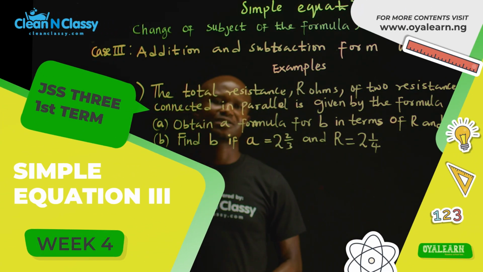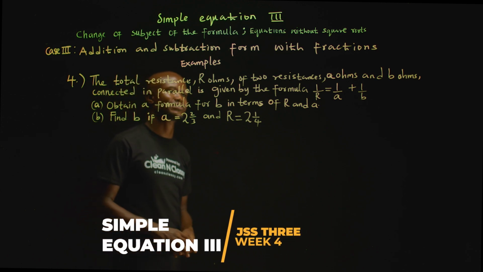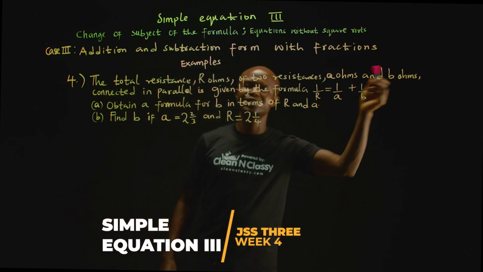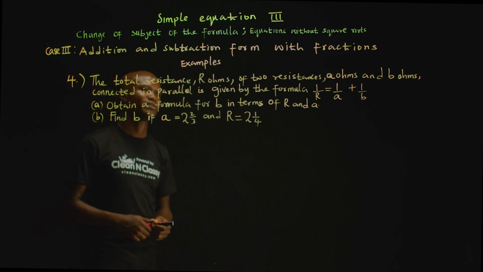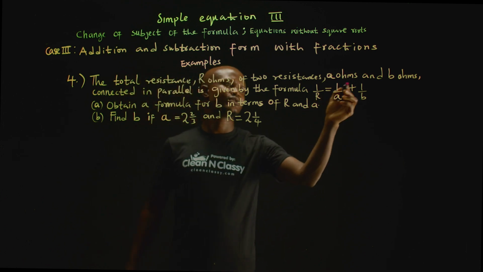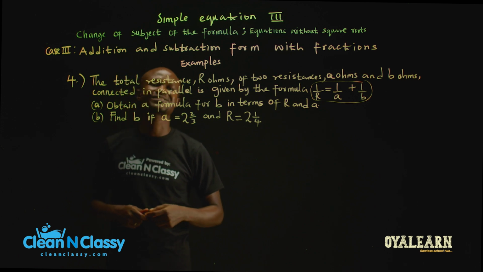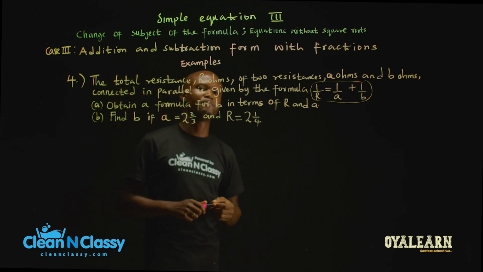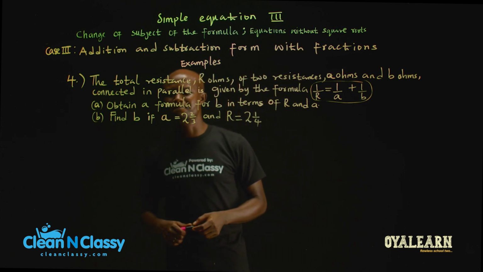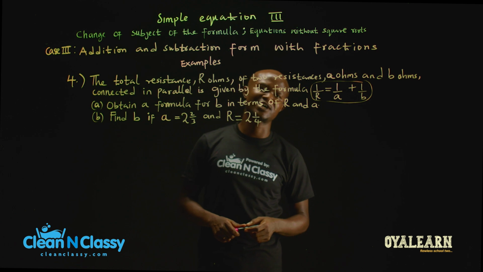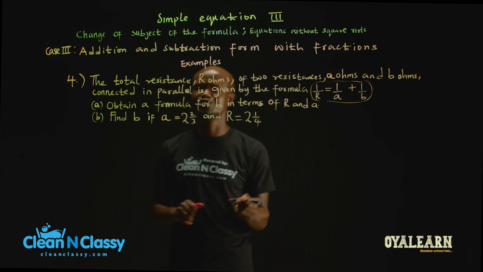The total resistance R in ohms of two resistances, A ohms and B ohms, connected in parallel is given by the formula 1 over R equals 1 over A plus 1 over B. A, obtain a formula for B in terms of R and A. B, find B if A equals 2 and 2 over 3 and R equals 2 and 1 over 4. Solution.